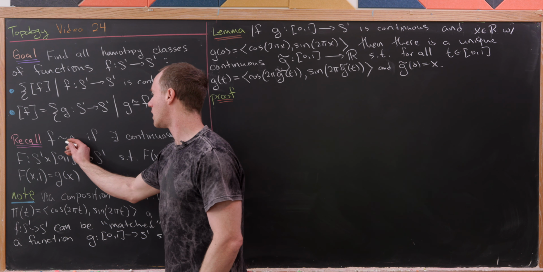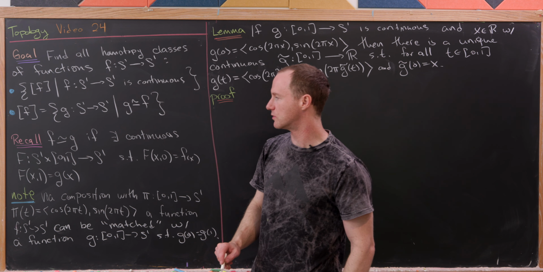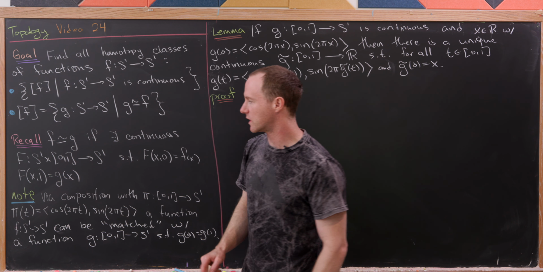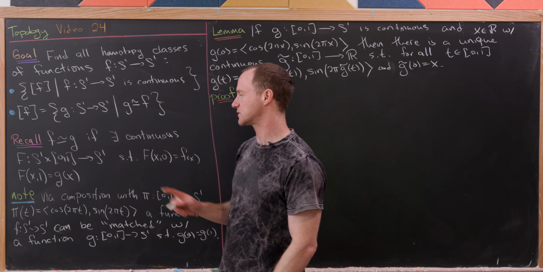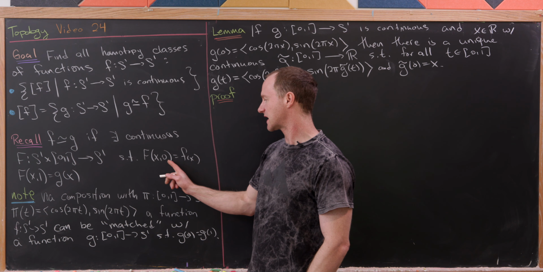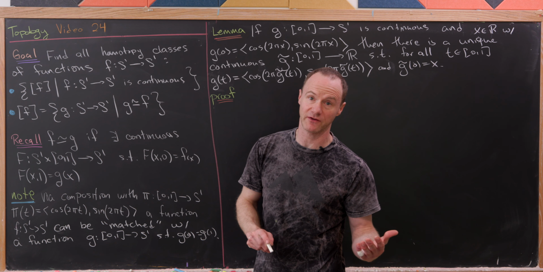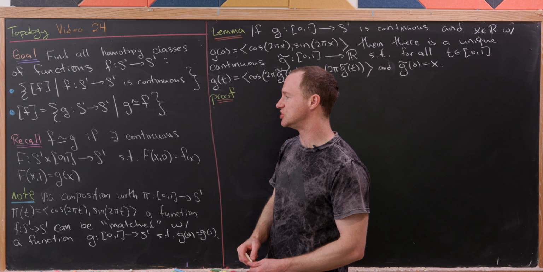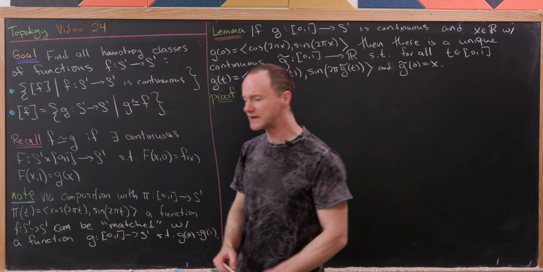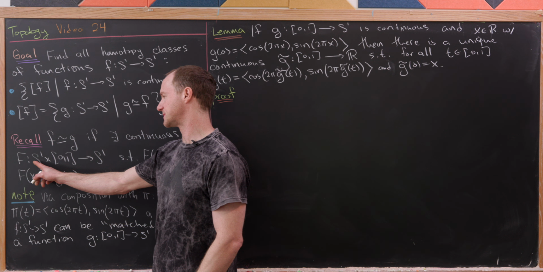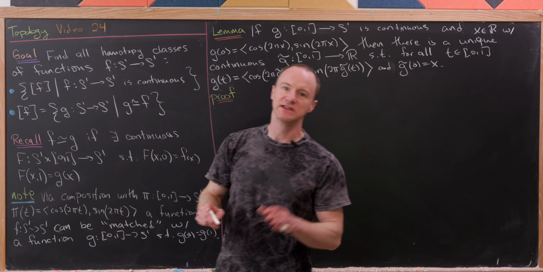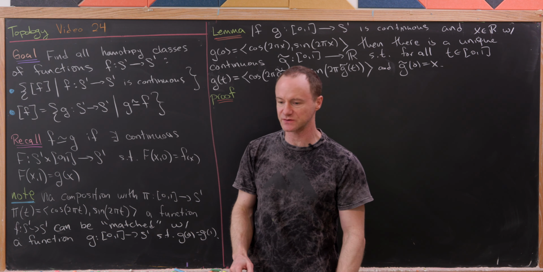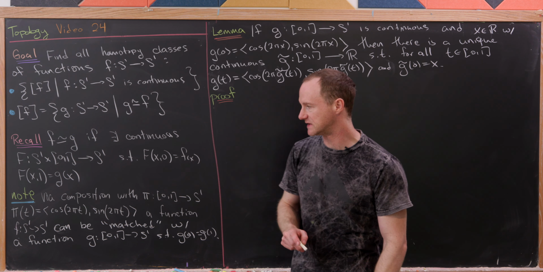Now, let's recall that we say that F and G are homotopy equivalent if there exists a function capital F from S1 cross [0, 1] to S1, so that capital F of (x, 0) is equal to f of x, and then capital F of (x, 1) is g of x. Now in the previous video, we had arbitrary topological spaces here and here, but since we're restricting to this setup where we're going from S1 to S1, this is all we're going to worry about today.